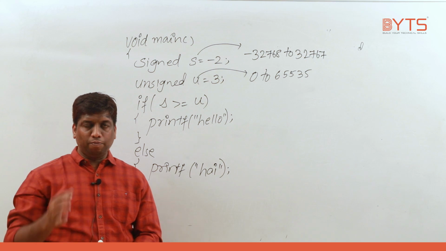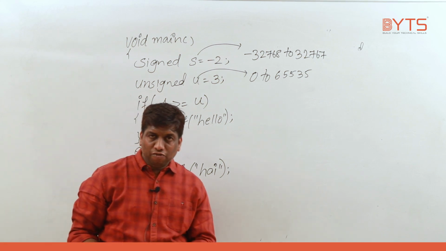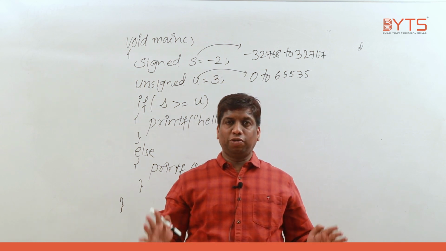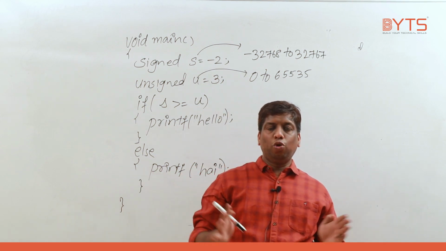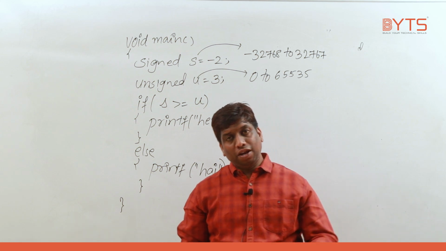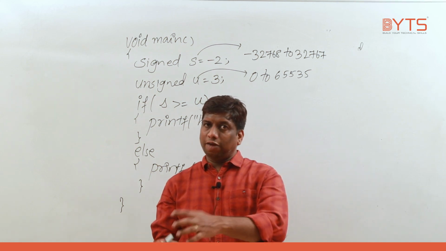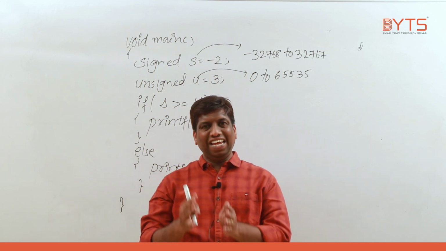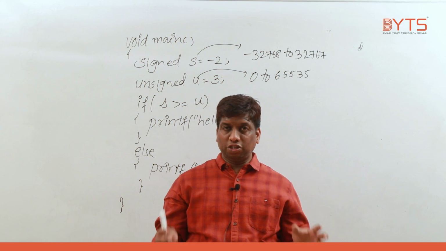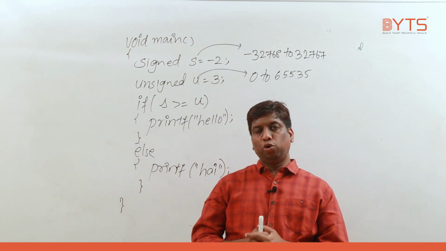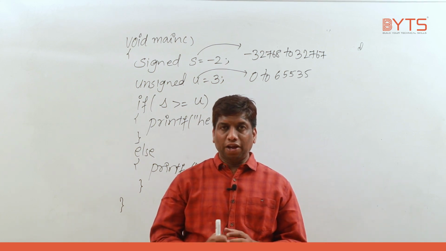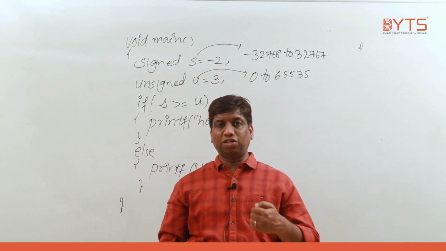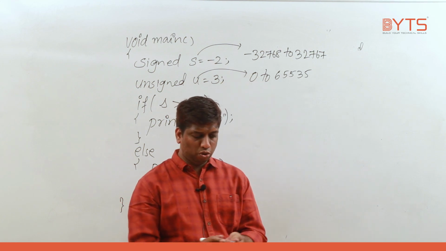First of all, you need to understand one important point. Whenever we are performing any operation, both arguments must be of the same type. If both arguments are not of the same type, the compiler will promote the lower data type to the higher data type. Let me repeat again. Whenever we are performing any operation, both arguments must be of the same type. If they are not, the compiler will promote the lower data type to the higher data type and the operation is carried out. Let me give you an example so that you will get the clarity.